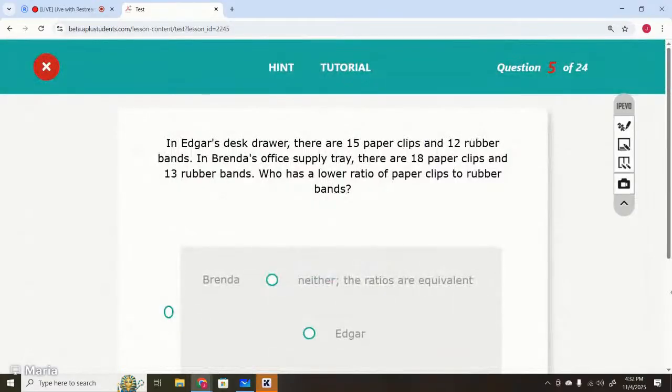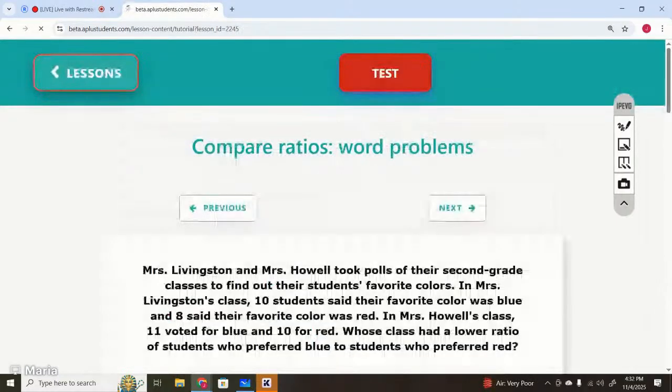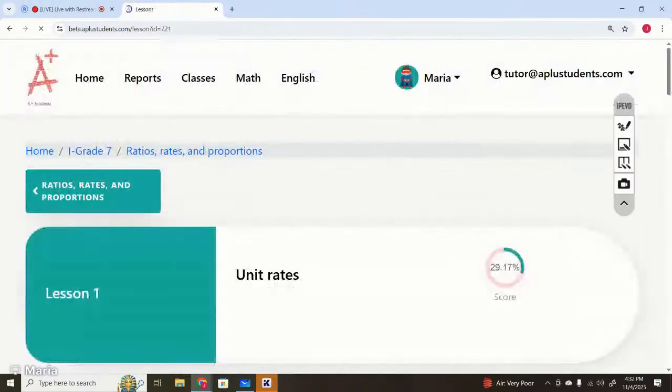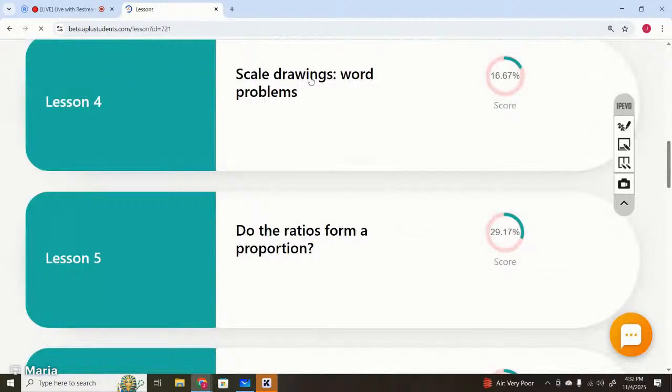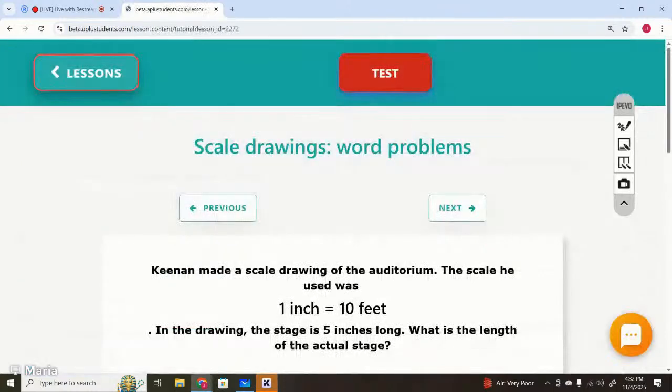Okay, you can complete the lesson by yourself later today. Let me just move on to the next lesson. The next lesson is scale drawings.